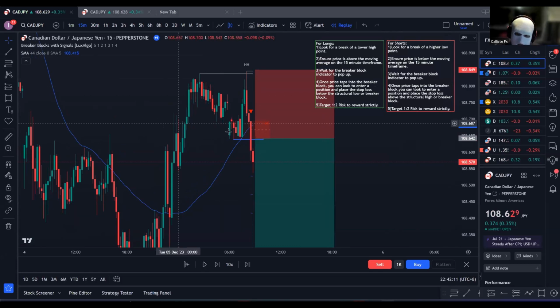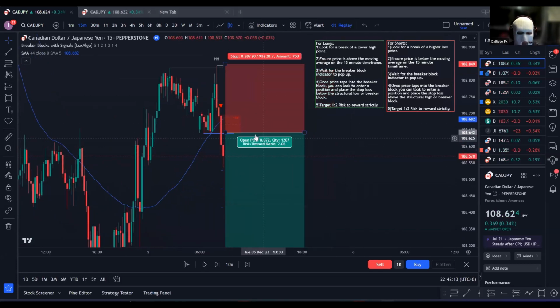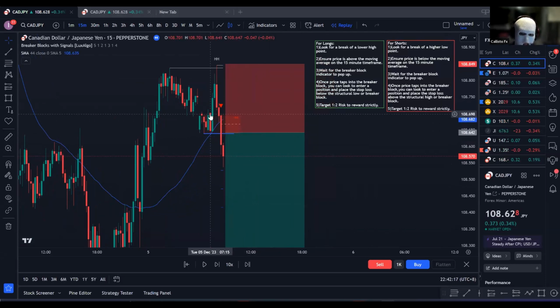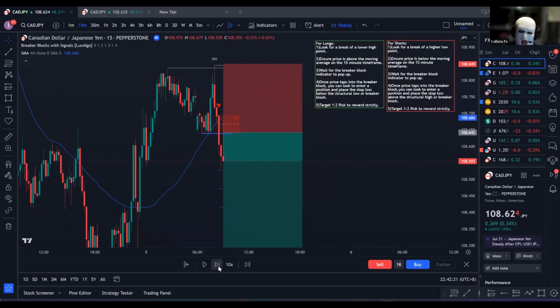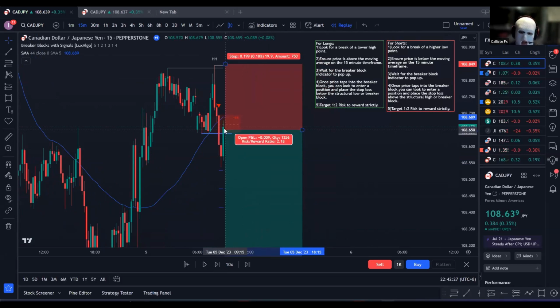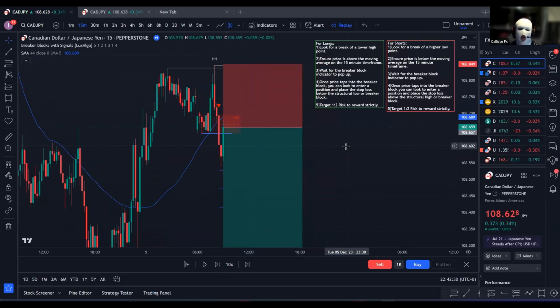Now, what you want to do is wait for price to come back into it, okay? Now the indicator already popped out already, so step 3 is done. So once price comes in like this, you can look to take a trade already. Take a trade. Now, you have 2 options.